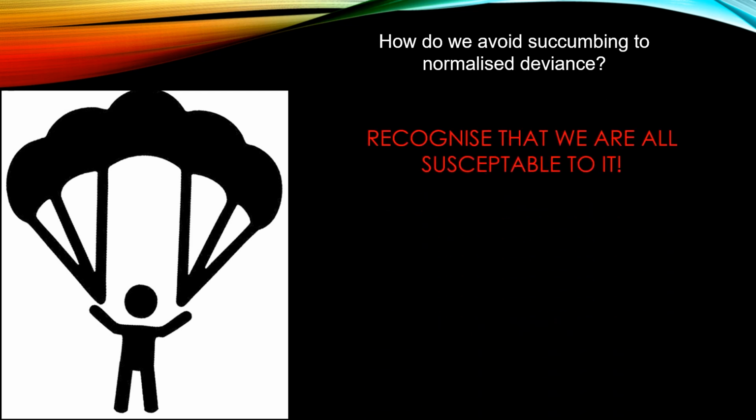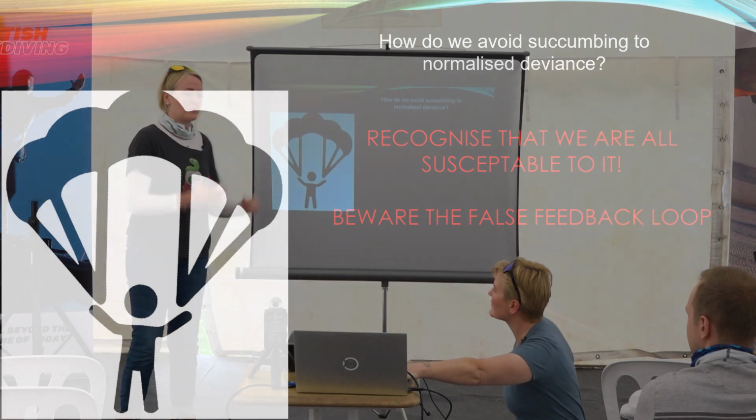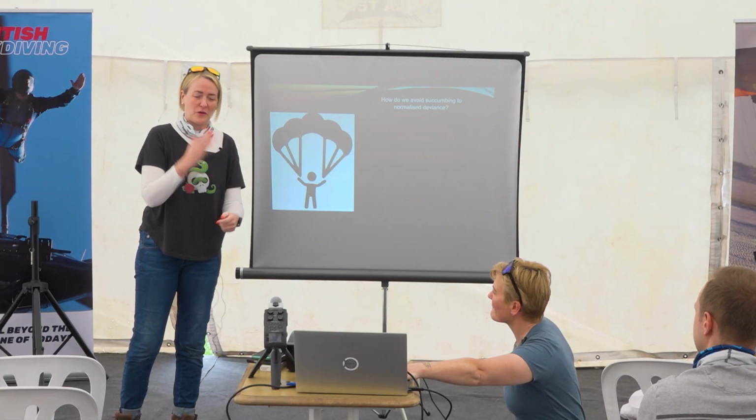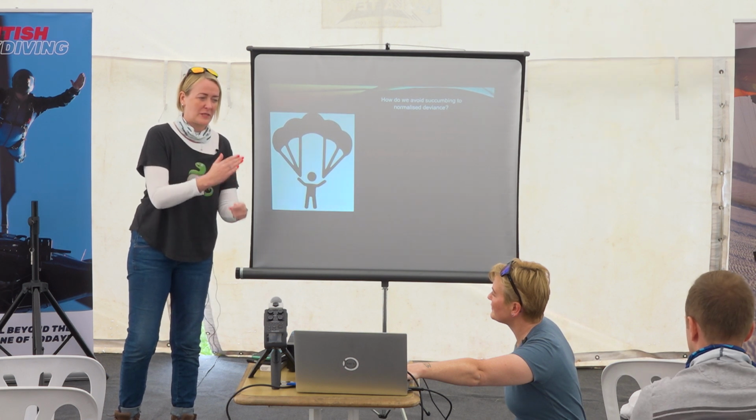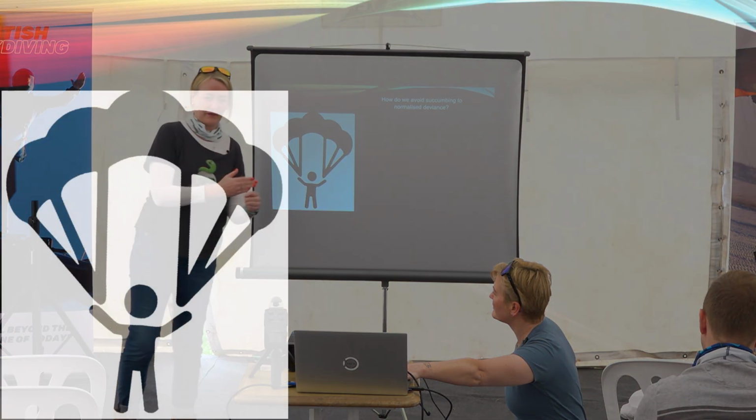Recognize that we're all susceptible to it. That's the biggest one. Understanding that it exists and recognizing that we're all susceptible to it. And the more experienced you are, the worse you can suffer from it because you're more likely to have done the unsafe thing more. Be aware of the false feedback loop. It starts every time you contravene your own or British Skydiving safety standards. That's when the false feedback loop starts, when nothing went wrong because of it.